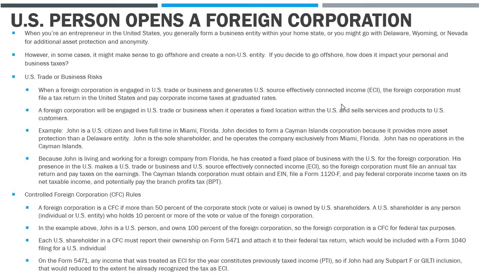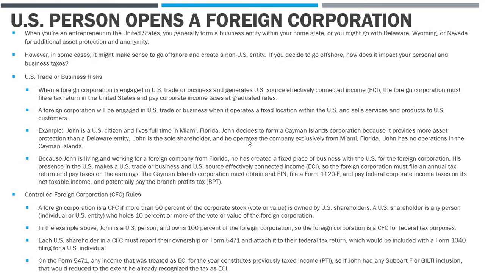So if we look at an example here where we have John. John's a U.S. citizen. He lives full-time in Miami. He decides to form a Cayman Islands company because he thinks this provides more asset protection than Delaware. And that's a fair statement. In a lot of cases, it does. John's going to own 100% of the company, so he's the sole shareholder. And he's going to operate the company exclusively from Miami.